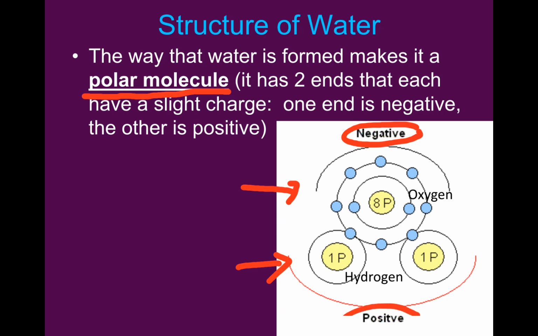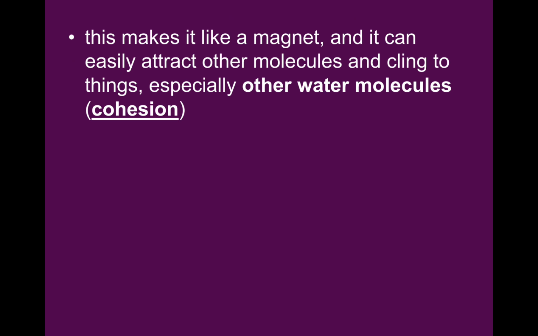Okay, they are slightly charged because the oxygens like to steal the electrons. Okay, and so when the oxygen steals the electrons from hydrogen, that makes them positive because this took away the negative, and it makes this one negative because it took more negative. Right? So that makes it a polar molecule, though. And that makes it like a magnet. So it can easily attract other molecules and cling to things, especially other water molecules. So water molecules sticking to other water molecules, that's called cohesion. So when water sticks to itself, that is cohesion.